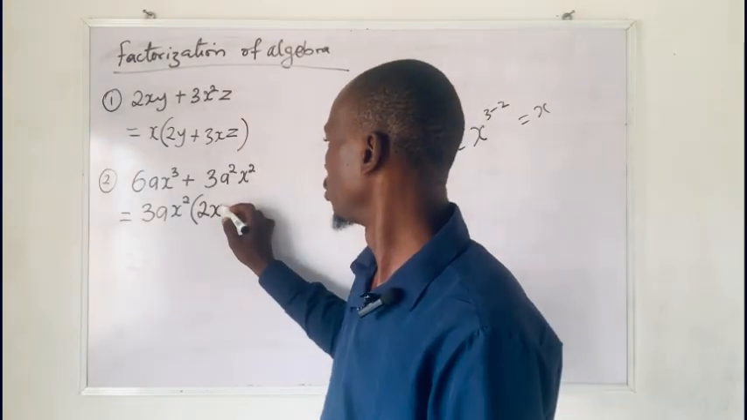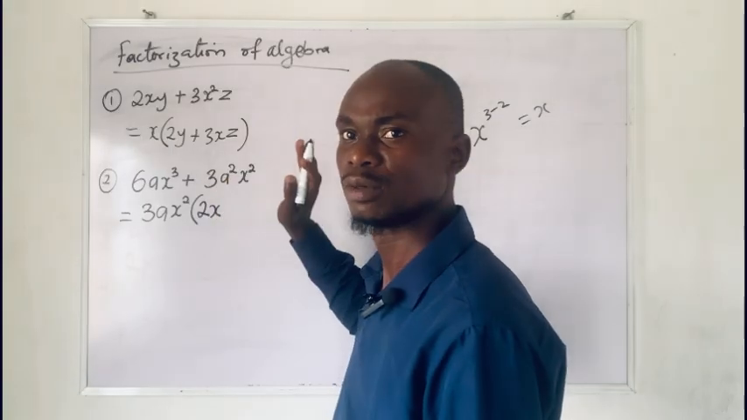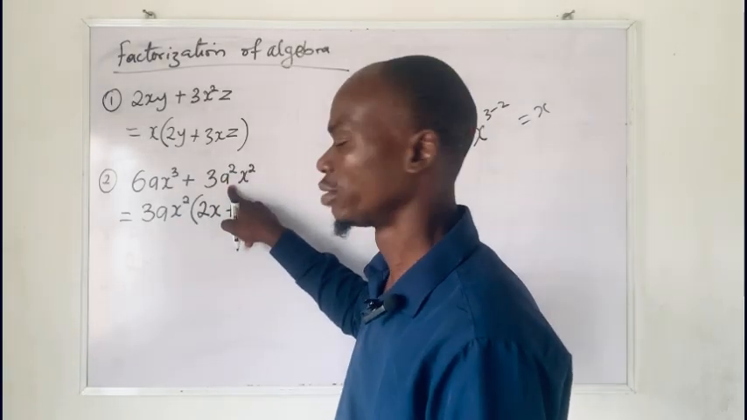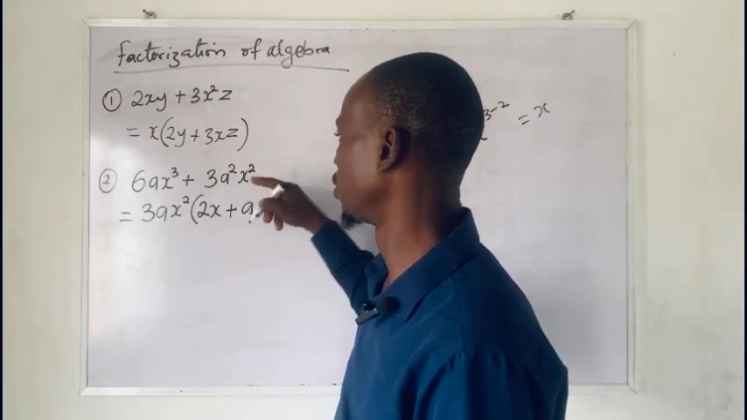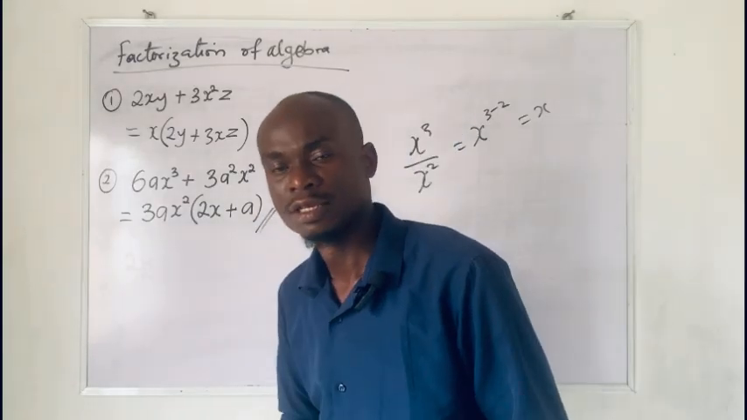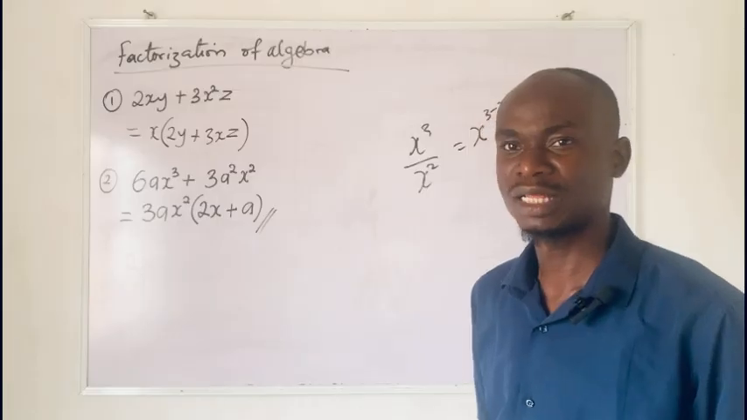Then we go to the second term. 3 divided by 3, 1. That one is gone. a divided by a squared, cancel out, remain 1. x squared divided by x squared, gone. So this is my answer. So this is factorization. I hope it's clear.